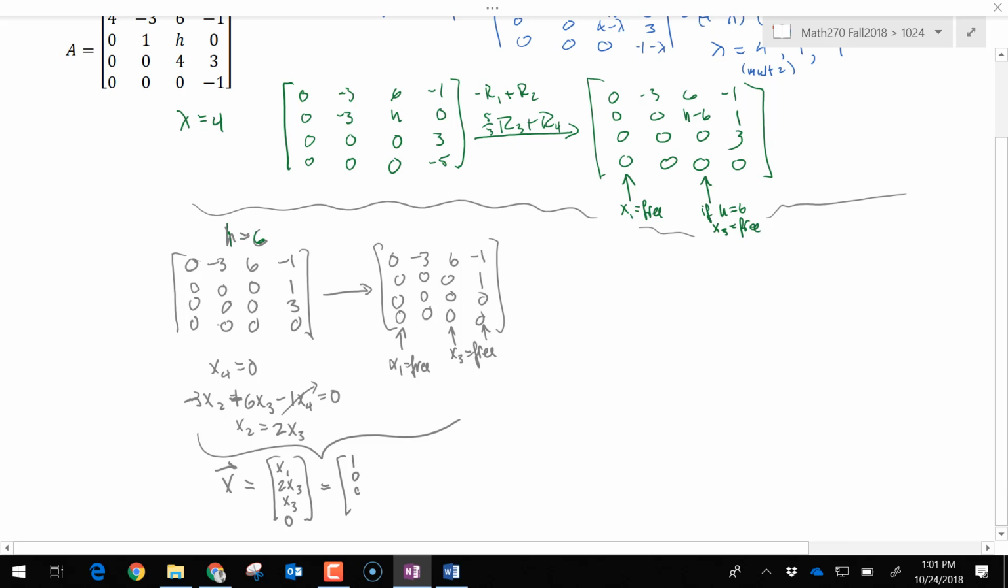One that's being multiplied by x1, and another one that's being multiplied by x3. And then those will turn out to be your two linearly independent vectors that span the null space.